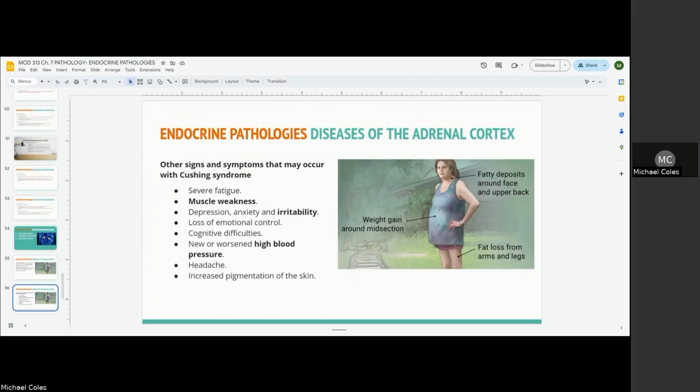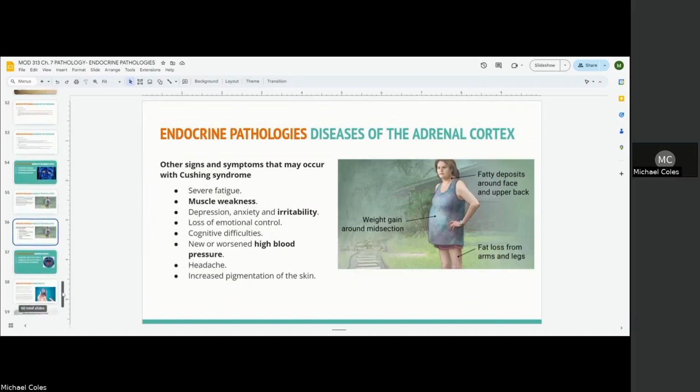So symptoms you're going to have: fatigue, muscle weakness. They're going to be irritable. They're going to have brain fog, right? High blood pressure, headaches. Common thing you're going to see is weight gain, thin legs, and then a fatty neck, right? This is very common. It looks very unproportional when you see that person, but it's a very obvious sign.